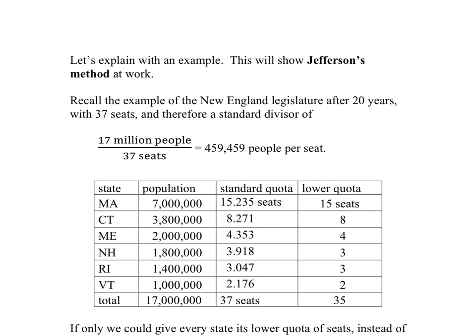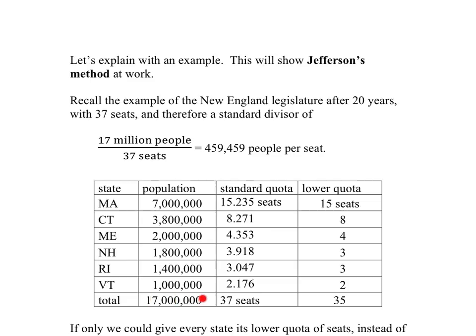This will be easier to understand if we explain with an example. The following example is going to illustrate Jefferson's method. Now, I realize that we've been jumping around back and forth between different examples in this chapter, but there's a reason for it. So let's recall the example of the New England legislature after 20 years with 37 seats, and therefore a standard divisor that we can compute.